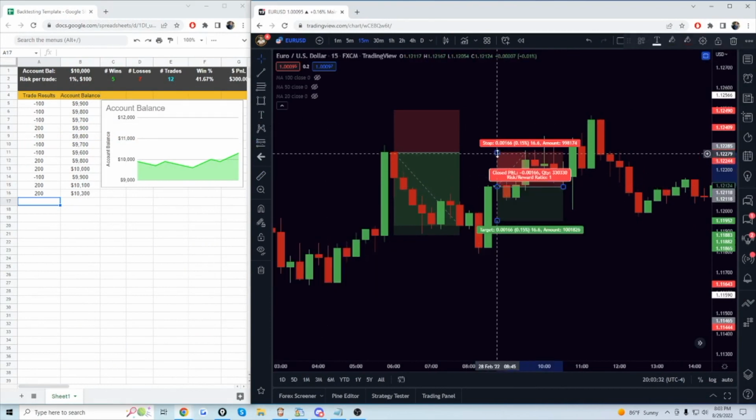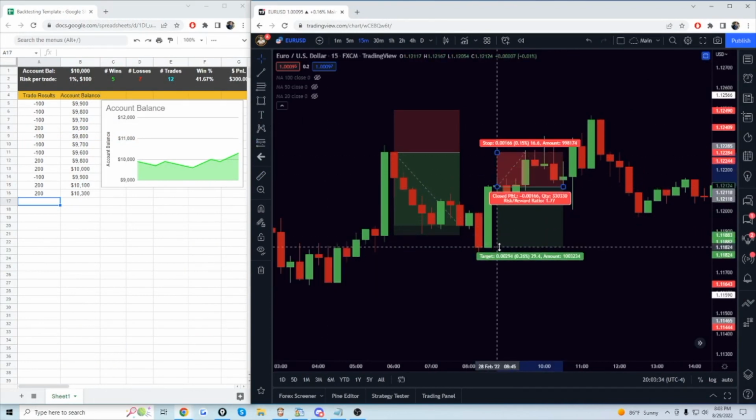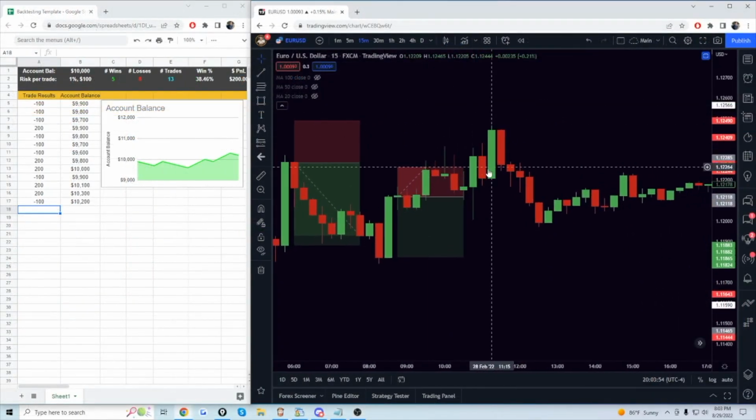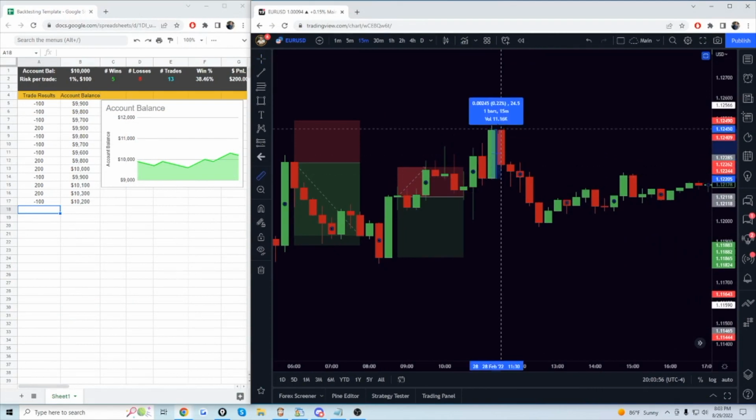Short right here. There we go. 2-to-1, so this was a loss, minus 100. Let's check our win rate. So right now we have a 38.46 win rate, which is, of course, not great, but we are operating with a 2-to-1 and currently still sitting in profit. Let's keep going and see if we can find more candles to trade.